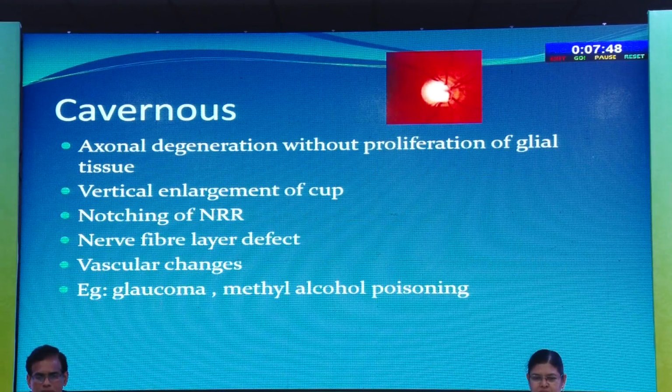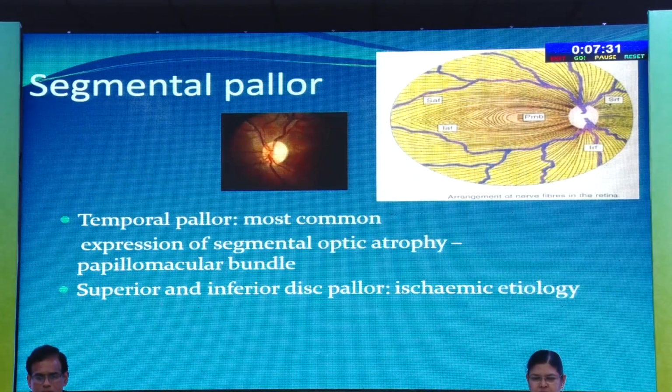In cavernous optic atrophy, there is axonal degeneration, but there is no proliferation of the glial tissue, which gives a large cup. There will be notching of the neuroretinal rim, nerve fiber layer defect, and vascular changes, seen in glaucoma and methyl alcohol poisoning. Apart from total disc pallor, there are conditions which affect a part of the disc.